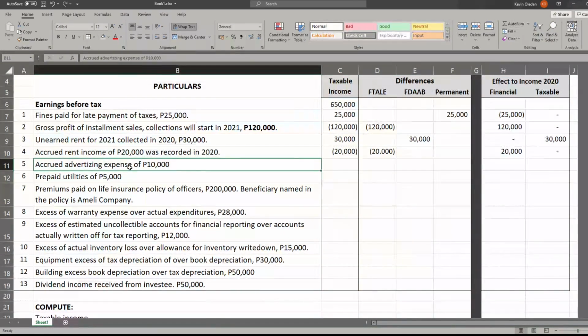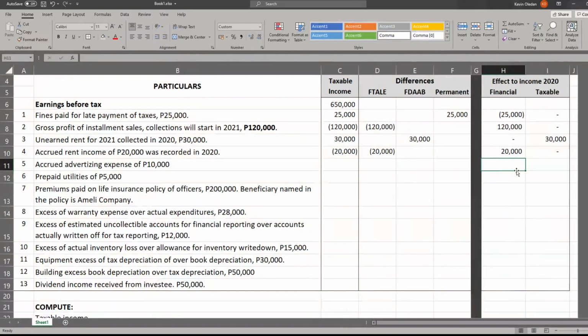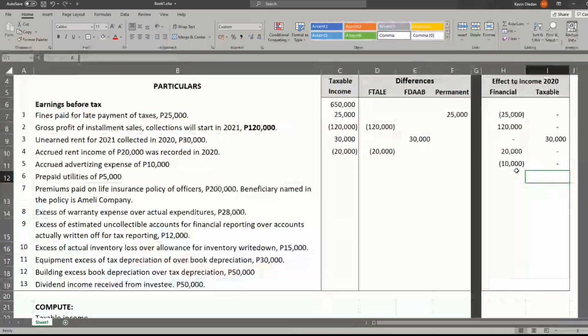Accrued advertising expense. So, ano nangyari dito? Accrued advertising expense. The effect is, this accrued advertising expense, it was deducted in arriving at your financial income because it's an expense. You recorded it as an expense and your income will be reduced by it. Pero, in terms of taxation, that accrued expense will not have an effect. Kasi po, hindi pa nabayaran. Accrued pa lang, hindi pa siya paid. Remember this, for accruals, they have no effect on taxation income. But they are already recorded for financial income.